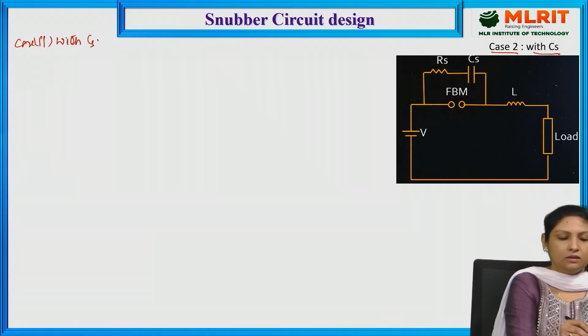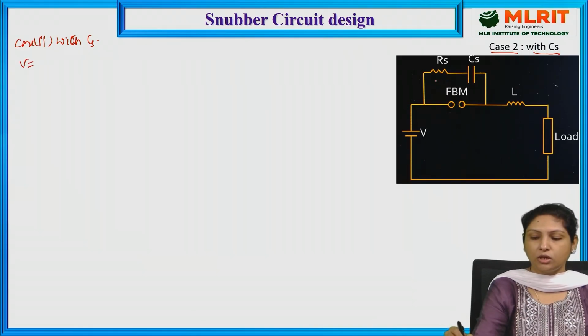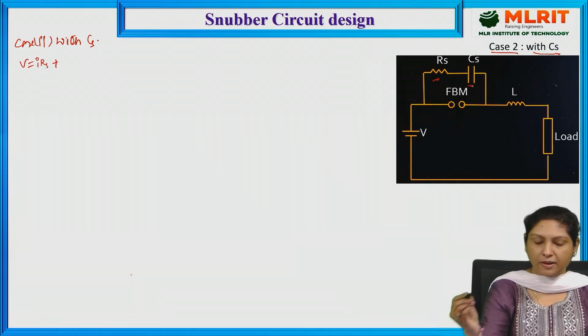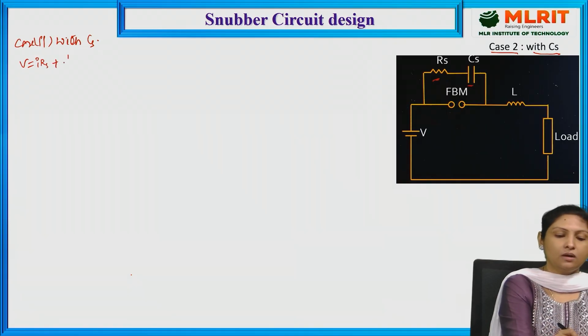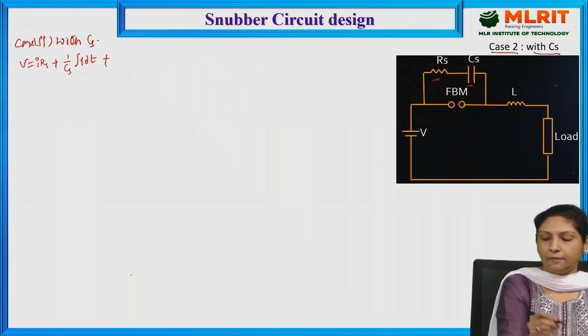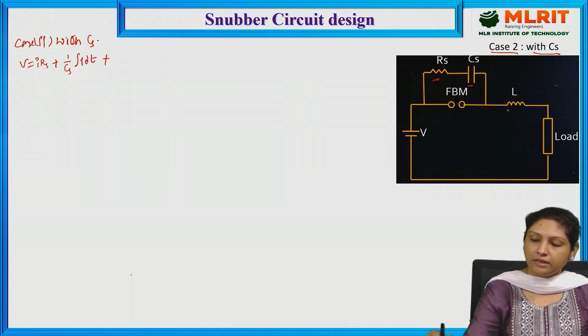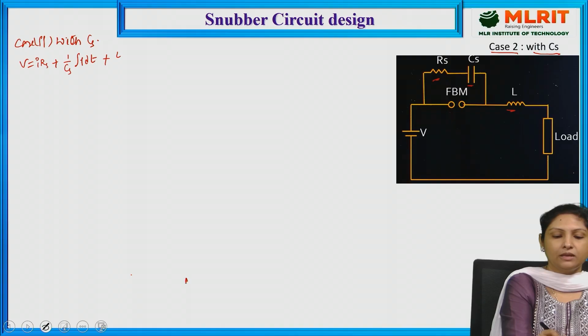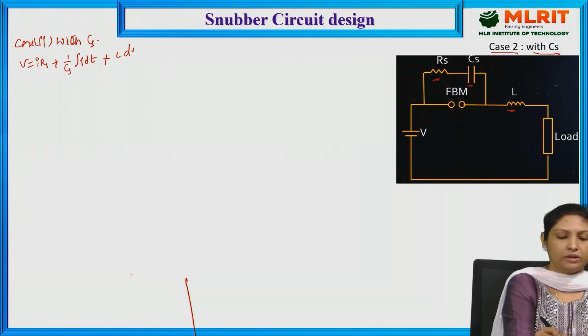And let me write down the voltage equation. So V is equal to voltage across the resistor. It is given by V is equal to I into Rs plus, and voltage across the capacitor, it is given by the formula 1 by Cs integral I dt. We have 1 by Cs integral I dt plus, and voltage across the inductor, it is given by V is equal to L into di by dt.